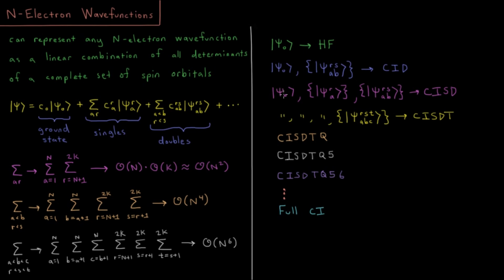Then we could include the ground state, singles, and doubles. Singles do help you when you also have doubles. So that would be configuration interaction singles and doubles. Configuration means what determinant do you have, and interaction, how those determinants interact with one another. And if we wanted to include ground state, singles, doubles, and triples, CISDT, configuration interaction singles, doubles, and triples. And I think you can probably guess where the names go after that.